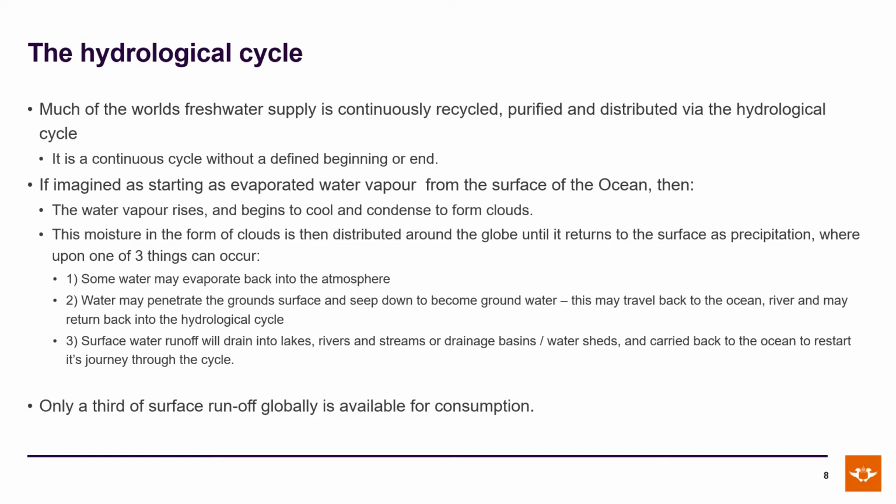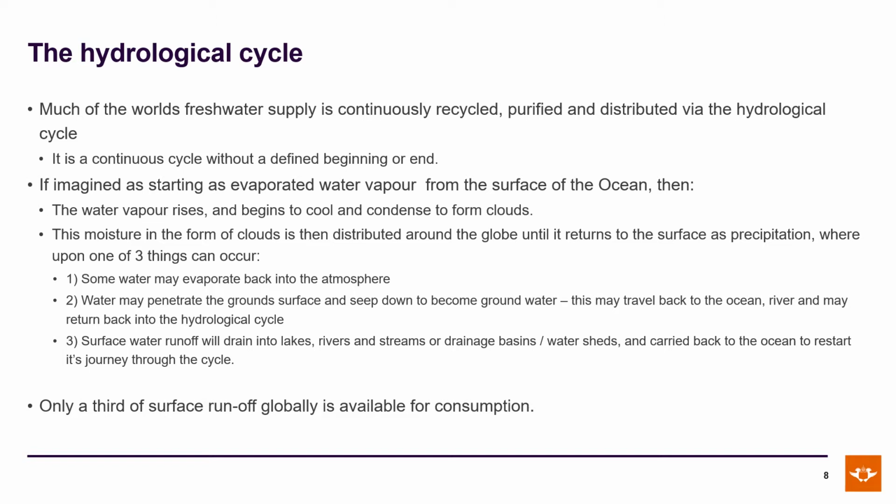This moisture then, forming clouds, will be distributed across the globe until it returns to the surface as precipitation. We've learned this process since we were children, but once the rain falls and makes contact with the Earth's surface once more, it may either evaporate back into the atmosphere, or some of it may penetrate into the ground and seep down to become groundwater, or it can travel along the surface and drain into lakes.